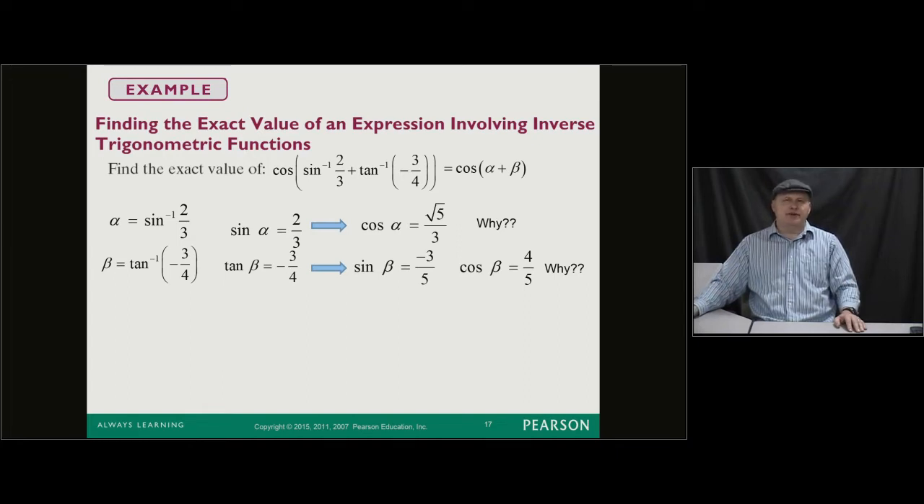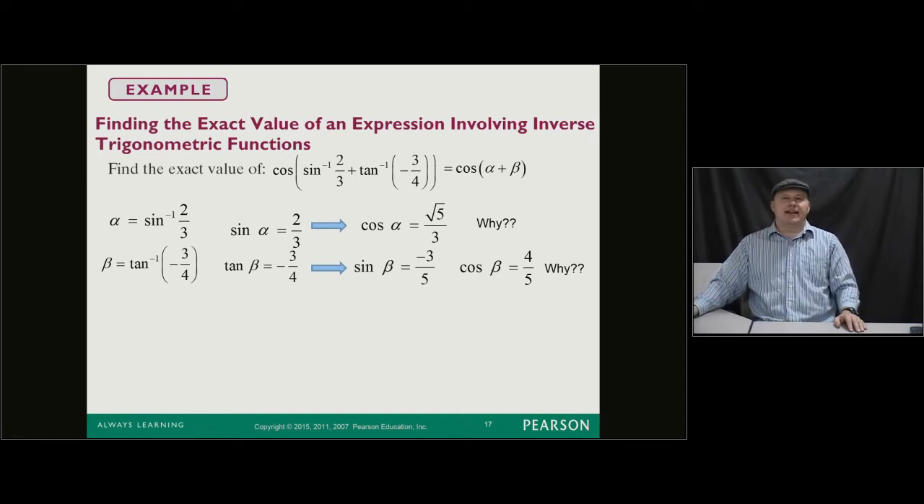But I do want you to notice that the sine of beta is negative and the cosine is a positive 4/5. Now, what about the signs? Well, the tangent is -3/4, and if you apply the inverse tangent, you're either in the first quadrant or the fourth quadrant. And since it's negative, you'd be in the fourth quadrant. And if you're in the fourth quadrant, sine is negative. Cosine is positive, though. So that's why the signs are the way they are.